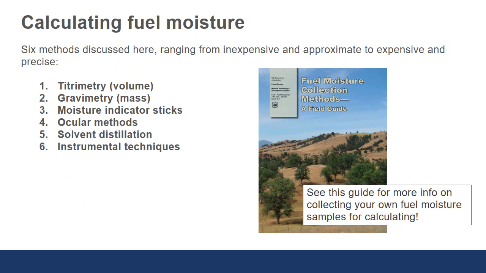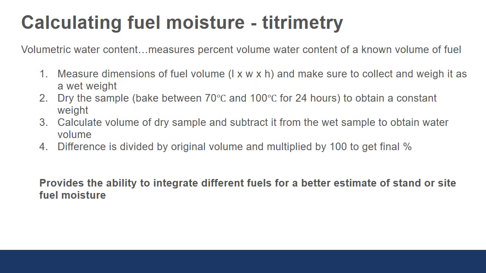Fuel moisture can be estimated in several ways ranging from cheap and approximate to very expensive and precise. The first method is to estimate moisture content by volume. This method measures the percent of water content of a known volume of fuel.